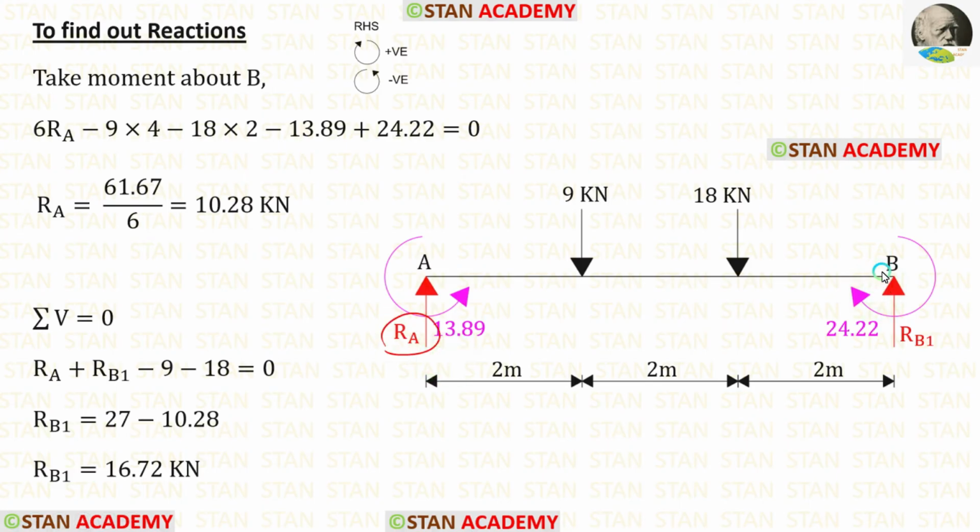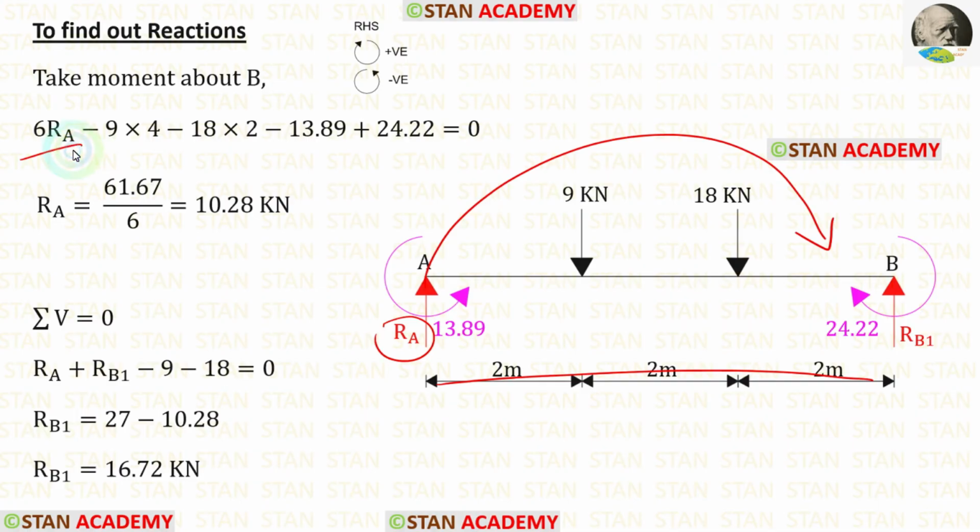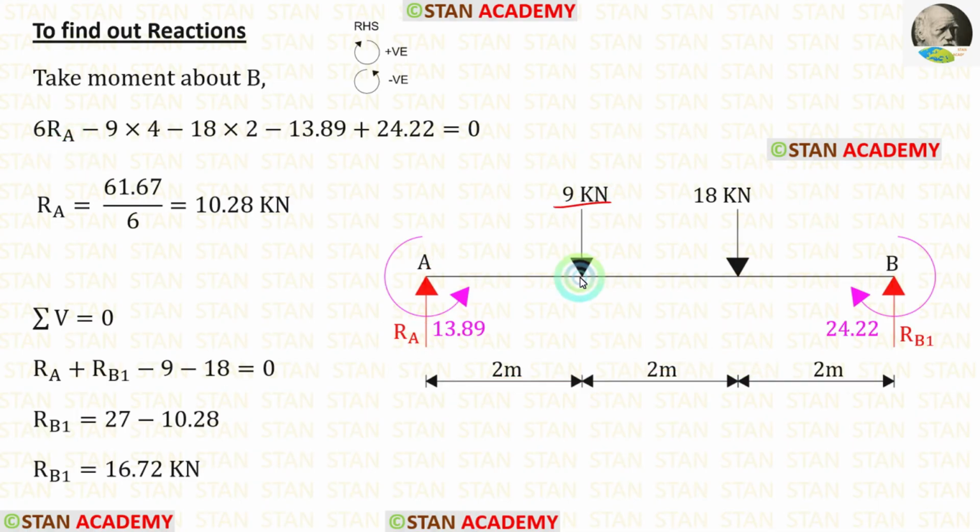For that, let us take moment about B. In this case, we are moving towards right hand side. Clockwise will be positive and anti-clockwise will be negative. RA is acting in the clockwise direction, so that will be positive and the distance is 6. So 6 RA. The point load 9 kN is acting in the anti-clockwise direction, so it will be negative and the distance is 4. The point load 18 kN is acting in the anti-clockwise direction, so that will be negative and the distance is 2.